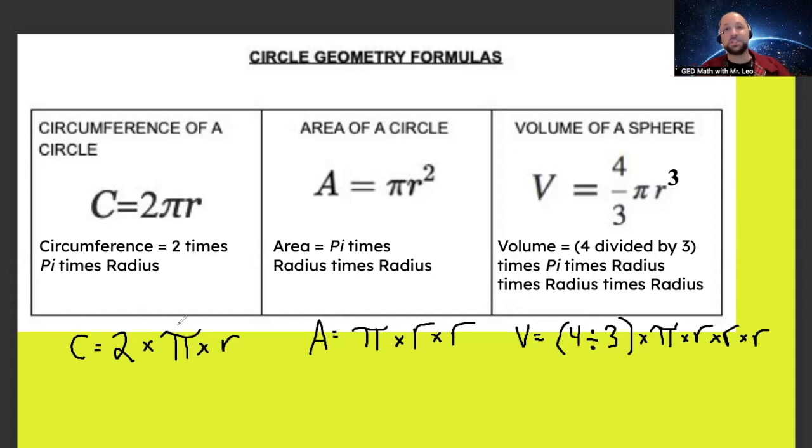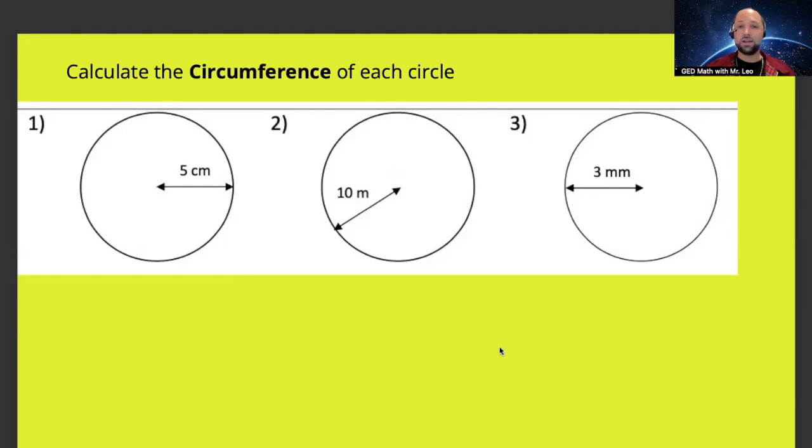All right, let's put these to work. I'll show you right here how we do this. Okay, here's our first set of problems. I'm going to show you the best way to do this. We're going to do it the long way. We're going to write everything down. Do it in your notebook. So let's start right here on the first one. Calculate the circumference of each circle.